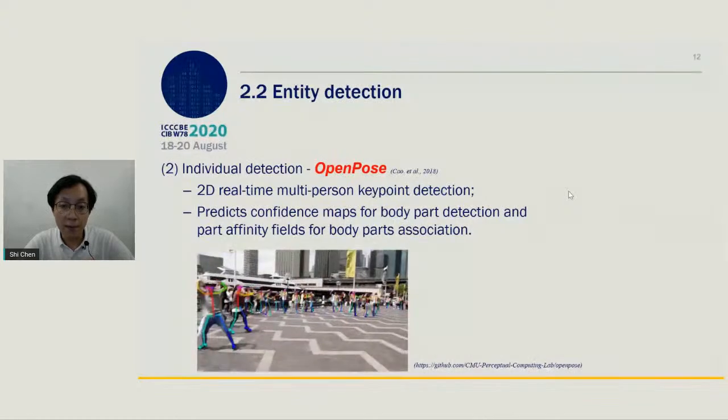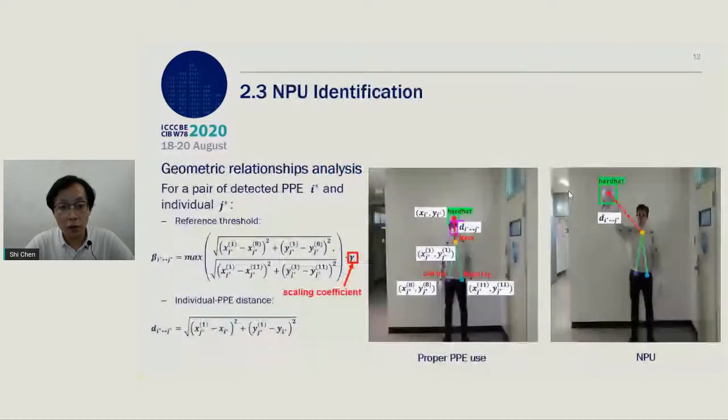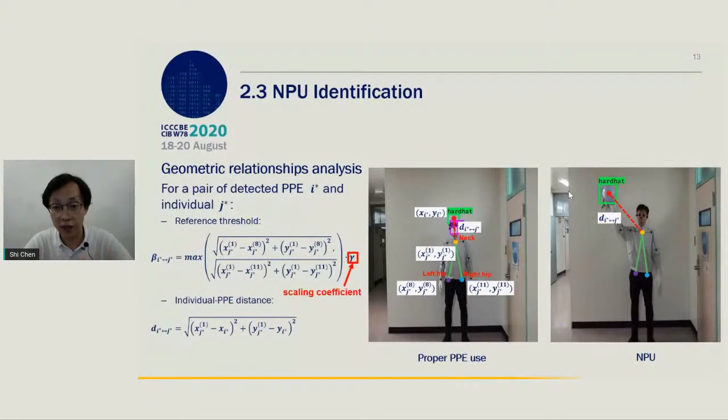Then for the NPU identification, for each pair of detected PPE and individual, first we calculate a reference threshold based on the distance between the detected individual's neck point and hip points. Then we calculate the distance between the detected PPE and the detected individual. If the distance is smaller than the threshold, the PPE is identified as proper use, otherwise non-proper use.